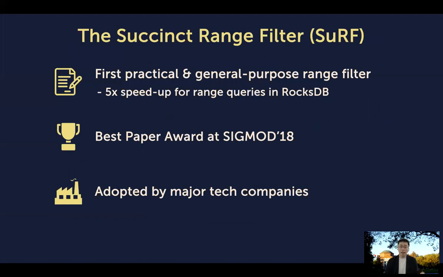Based on this novel succinct trie, we built SuRF, which is the very first general-purpose range filter that is small and fast enough to be useful in practice. You can think of SuRF as a Bloom filter that can also filter ranges. When SuRF is integrated into RocksDB, we observed up to 5x speedup for range queries. SuRF has won best paper at SIGMOD, and it has since been picked up by many large internet companies. There are also high-quality follow-up work like Rosetta trying to address SuRF's limitations, and I think it's still a fun and important problem to keep working on.